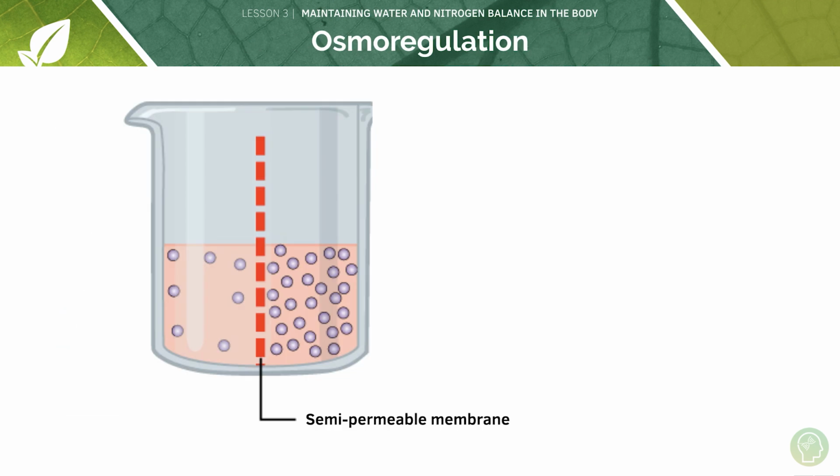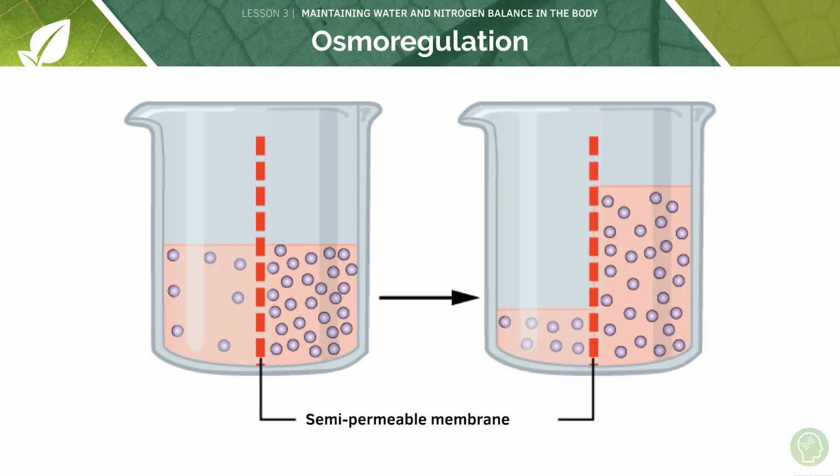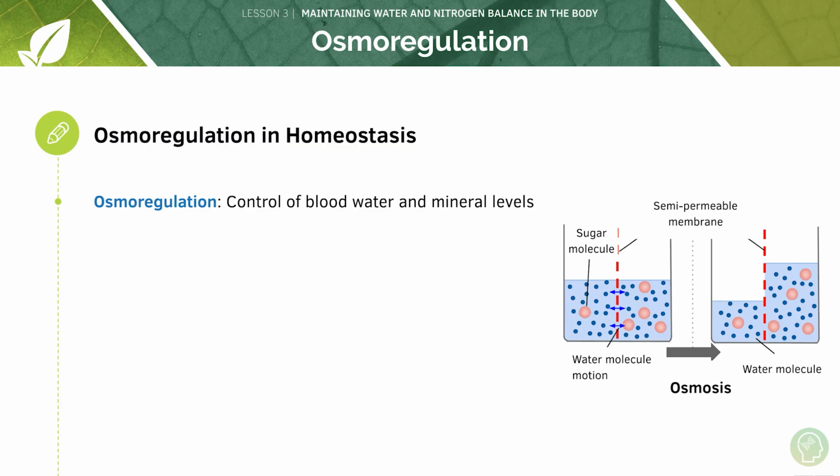The key thing you've got to remember here is that there's a semi-permeable membrane in this test tube which allows movement of water molecules between the two sides of the tube. Osmoregulation is defined as the control of blood water and mineral levels, so the regulation of osmotic potential. So water and nitrogen levels must be maintained in the body.